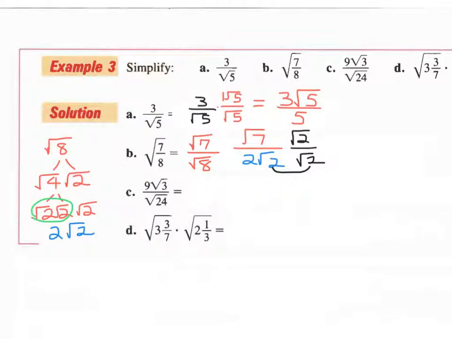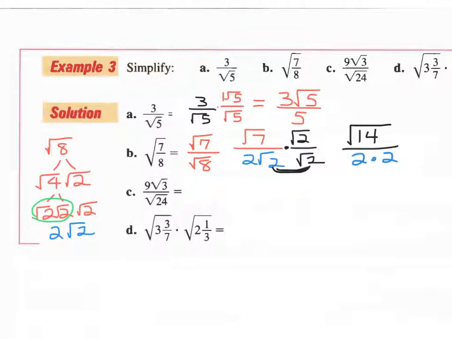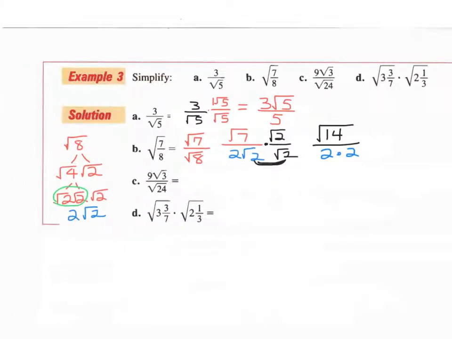So now, again, when you multiply radicals, you do inside by inside, outside by outside. So 7 times 2 is 14. And then in the denominator, this pair of 2's makes a 2 come out, and the 2 that's already out there. Everything that comes out now gets multiplied together. So now I have the square root of 14 over 4.